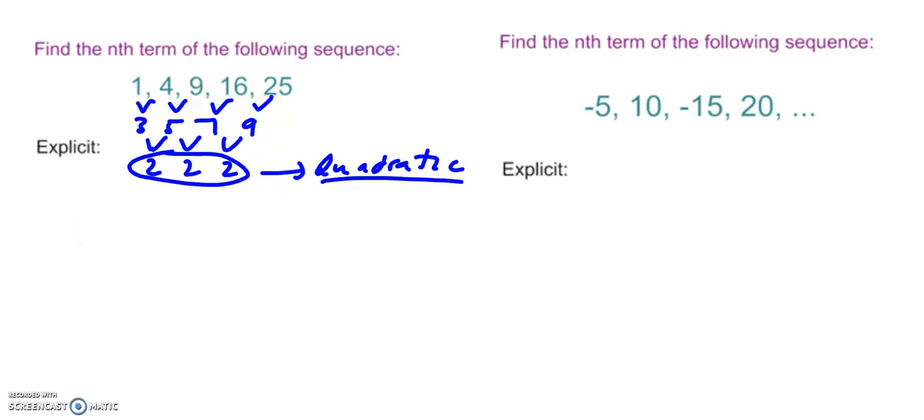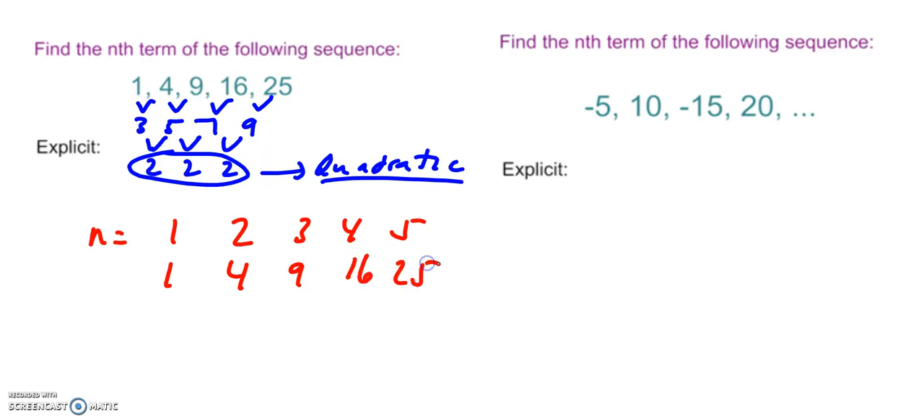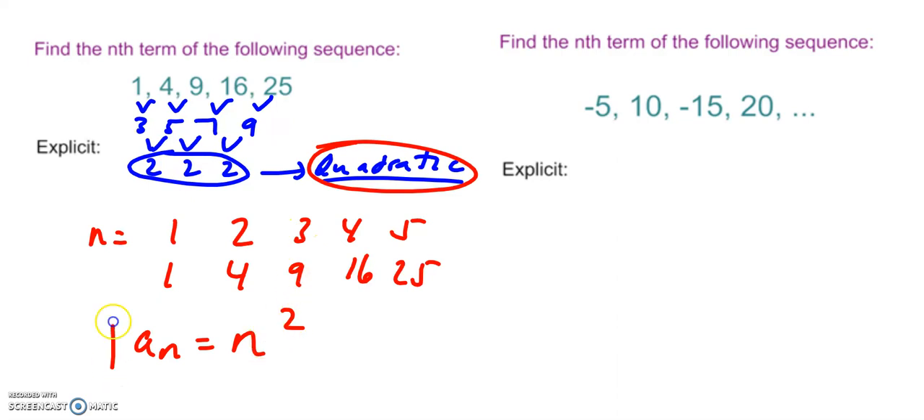So if I write n equals term number 1, 2, 3, 4, 5, and underneath I write the output values from the beginning, let's ask ourselves, how can I get from 1 to 1, from 2 to 4, from 3 to 9, from 4 to 16? If we're thinking quadratic, maybe our function is just taking the n value you're on and squaring it. Does it work? Is 1 squared 1? Is 2 squared 4? Is 3 squared 9? Yes, yes, and yes. So here's my explicit function.